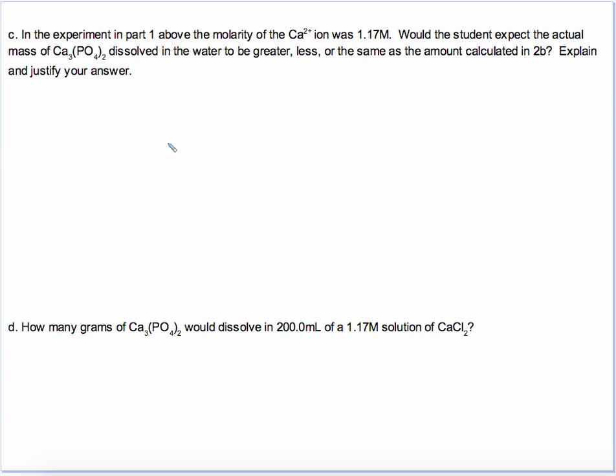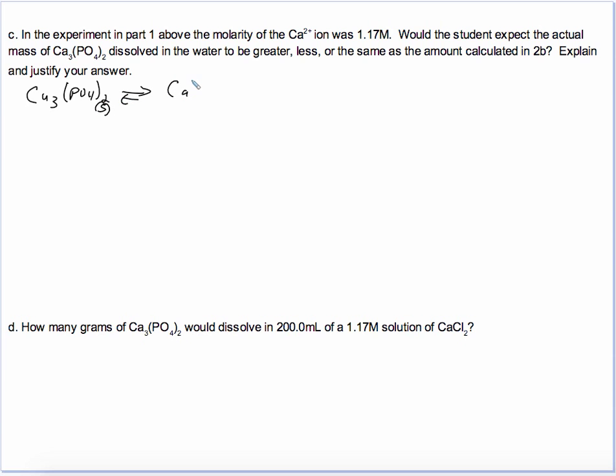In the experiment in part 1, above, the molarity of the calcium ion was 1.17. Would the student expect the actual mass of calcium phosphate dissolved in the water to be greater, less, or the same as the amount calculated in 2b? Remember, in 2b we were doing it in pure water. So let's look at an ICE table and see what would happen here.